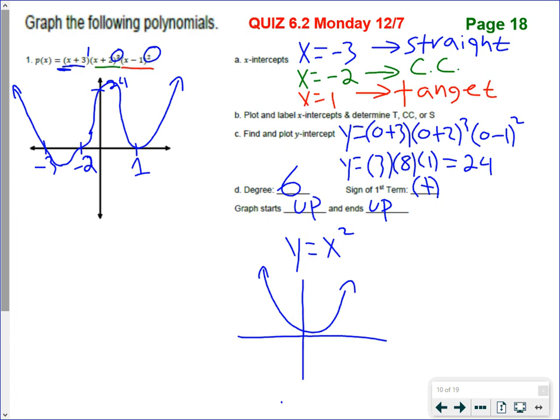The important thing here is that you know you're going through all your x-intercepts, you're going through your y-intercept, you're reacting at those x-intercepts how the polynomial should, and your end behaviors and your starting behaviors are correct. That's what we're looking for here, okay? So let's go on and do number 2 as well.